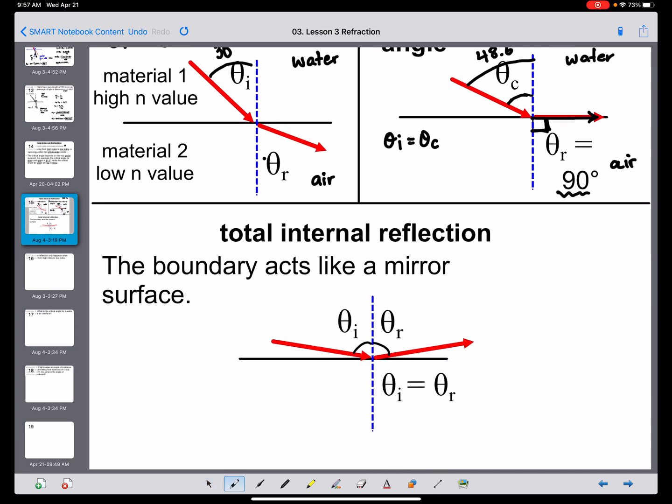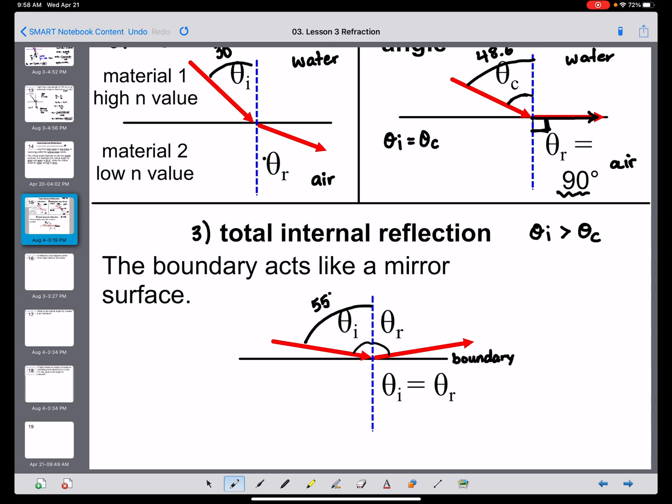And then now we'll look at case 3. Case 3 is what you get when your angle of incidence is bigger than the critical angle. So now, whatever this angle here is, this has to be bigger than 48.6. So this could be 50 degrees or 55 degrees, let's say. And what will happen in this case is that the refracted ray disappears. So now the boundary, which is this solid black line right here, acts like a mirror surface, okay, and the incident ray just gets reflected.